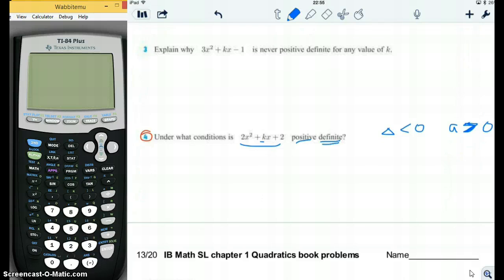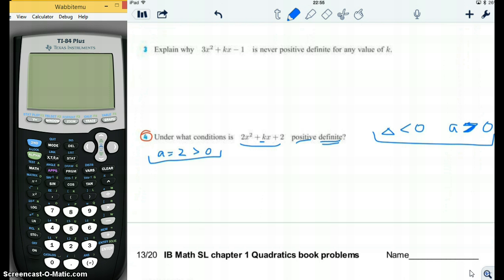Now, we have the flexibility of making k what we want to. So for what values of k is this true? Well, we can already check if a is greater than 0. A is equal to 2, and that's greater than 0. So we're halfway there. It's positive.